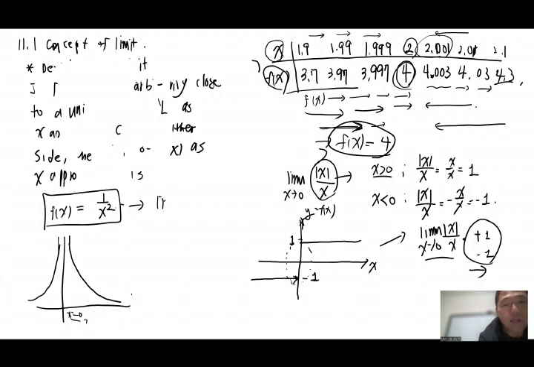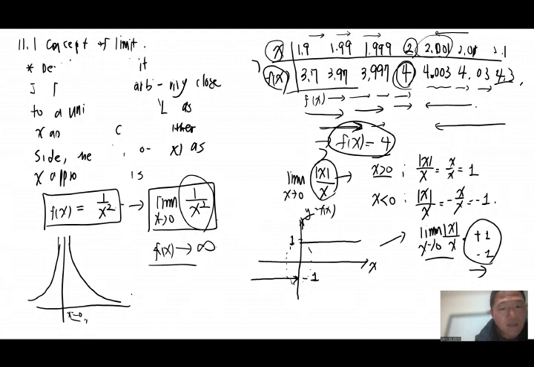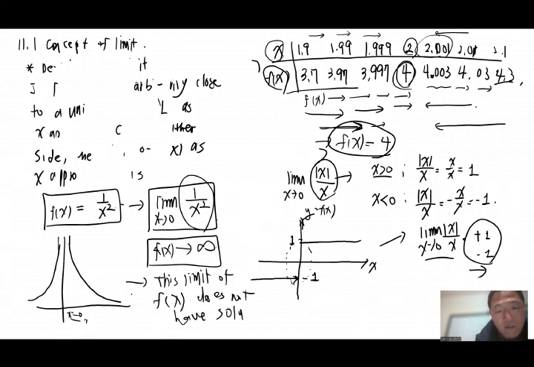So if you take the limit case of x goes to 0 for f(x) equals 1 over x squared, then as you can see, f(x) goes to infinity. So this limit of the function f(x) does not have a solution. All right.